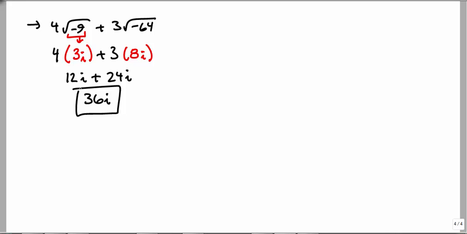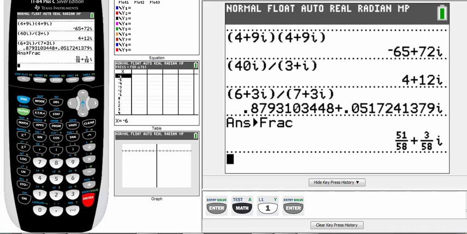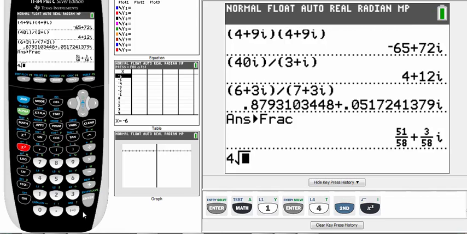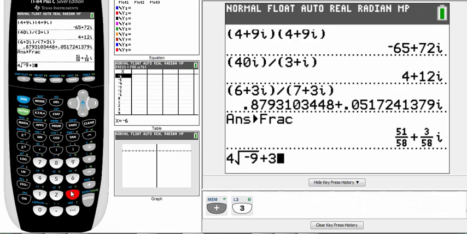So some of these that you run across are going to be pretty straightforward. Now let's grab your calculator on this one as well, just to see what happens. So let's do 4, and then our square root key is right above the squared key. So 4 square root. We don't want to use the minus key, we want to use the negative key here, negative 9. So 4 times the square root of negative 9. Okay, plus 3 times the square root, so that's second square root, negative 64.